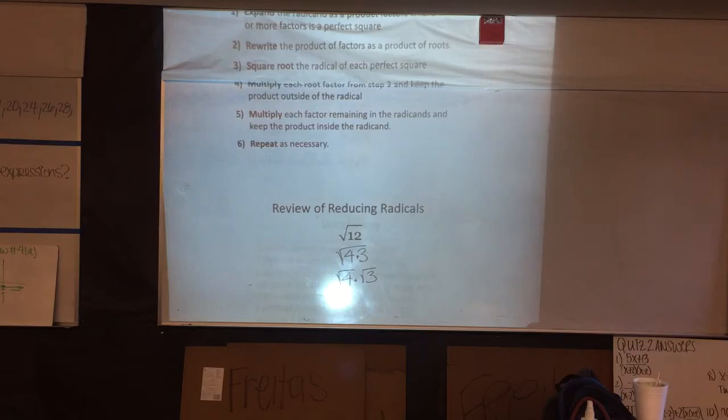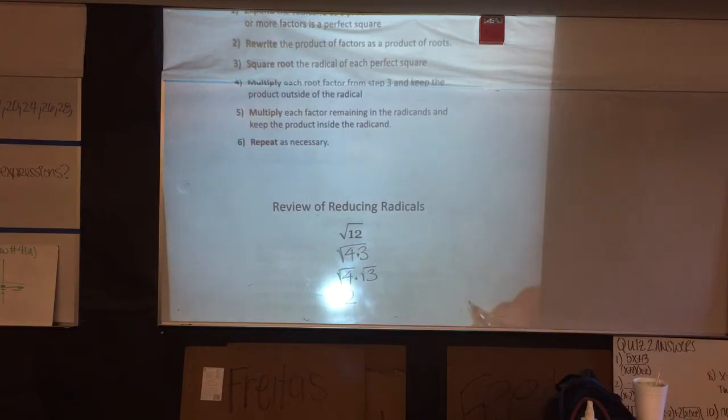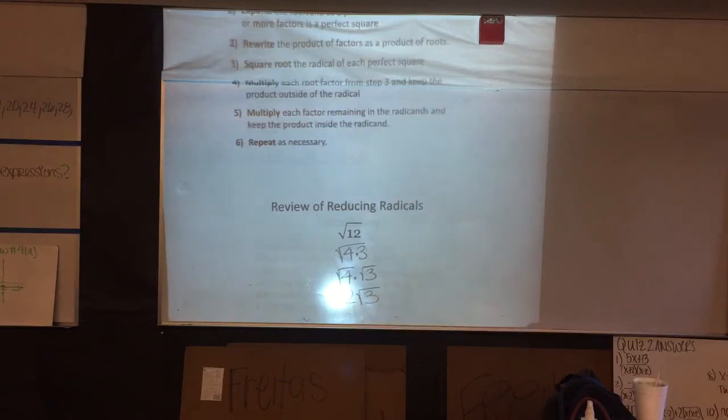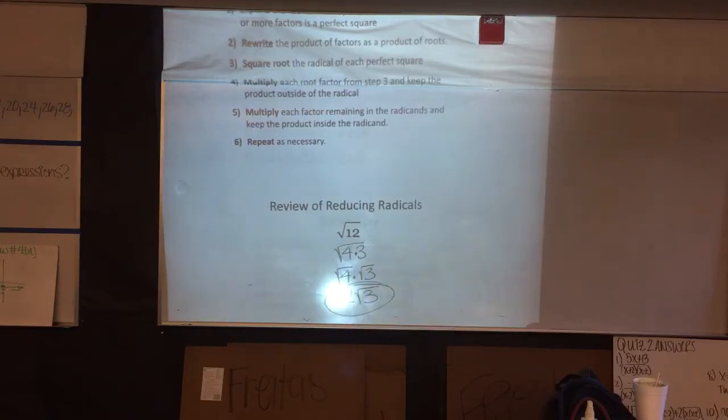Now we can square root each radicand that has a perfect square, and the square root of 4 is 2, and the square root of 3 does not have an integer value, and I cannot break it down, so I leave that one inside. And so this is my final answer. And there are some problems that you can try in your packet. I believe this is in there, so let me flip it over.